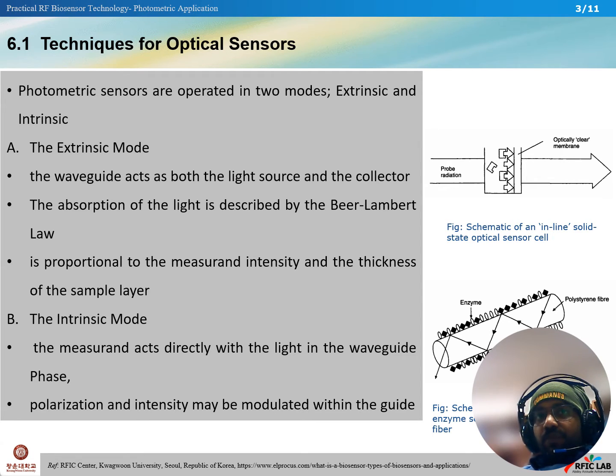In the intrinsic mode, the measurement interacts directly with the light in the waveguide phase, and polarization and intensity may be modulated within the guide. In the first figure, it is the schematic of an inline solid state optical sensor. Here we can see the light incident, and then it passes through the optically clear membranes.